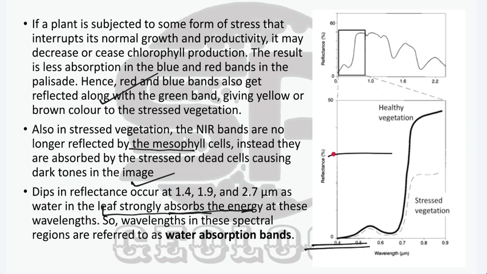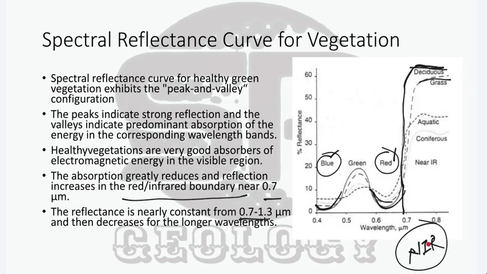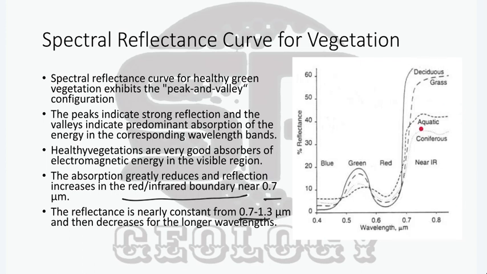So here, in this reflectance curve, you can see there are different types of vegetations. One is deciduous, one is grass, one is aquatic, one is coniferous. Why is this variation occurring? Can you say why this variation is occurring? Health of the tree, that is stressed vegetation.